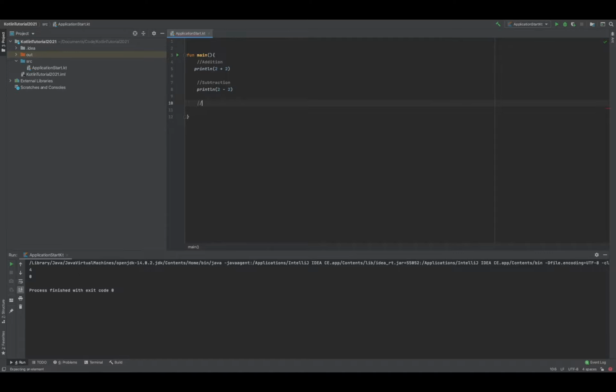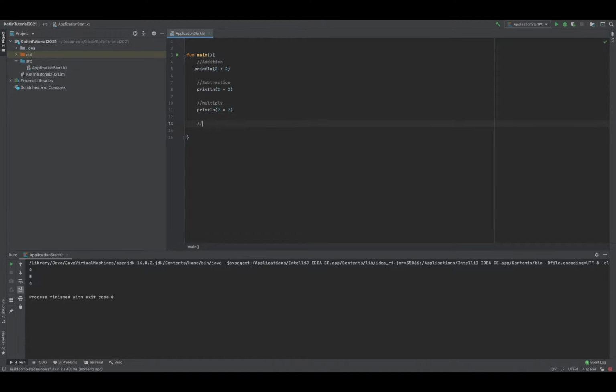The next one is going to be multiplication. We're pretty much going to do a square, which is multiply. Then we're going to take that println and do 2 times 2. And we expect that to return 4. We use asterisks for multiplication.